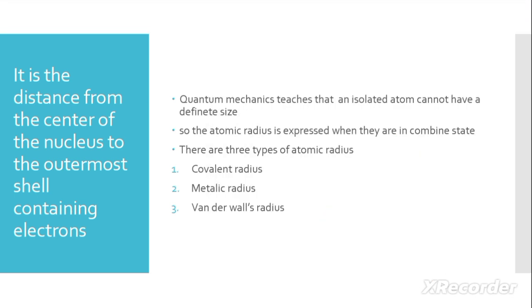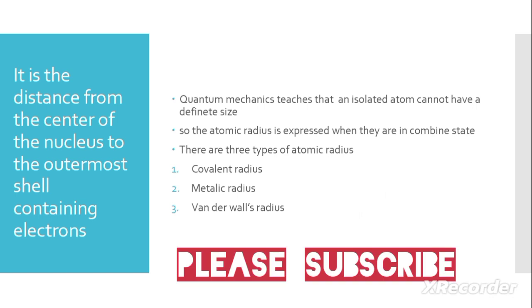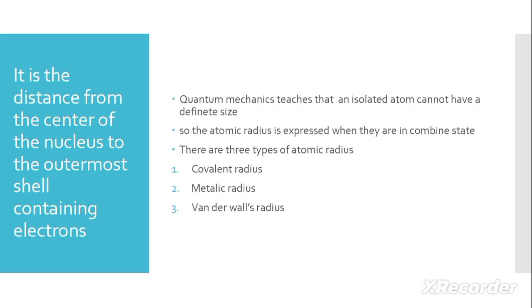But quantum mechanics teaches us that an isolated atom cannot have a definite size. That means we cannot actually define the size of an isolated atom. Hydrogen, when taken alone, is an isolated atom. Lithium, when taken alone, is an isolated atom. Helium, when taken alone, is an isolated atom. Likewise, one single atom cannot have a definite size.